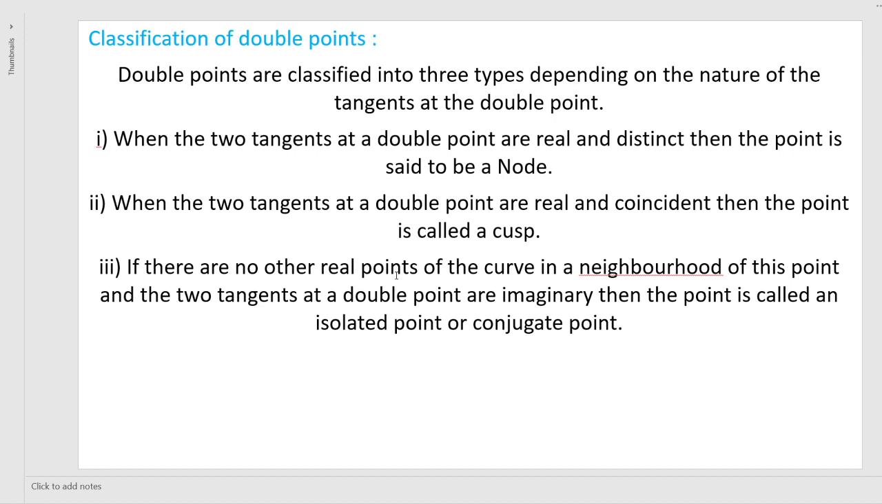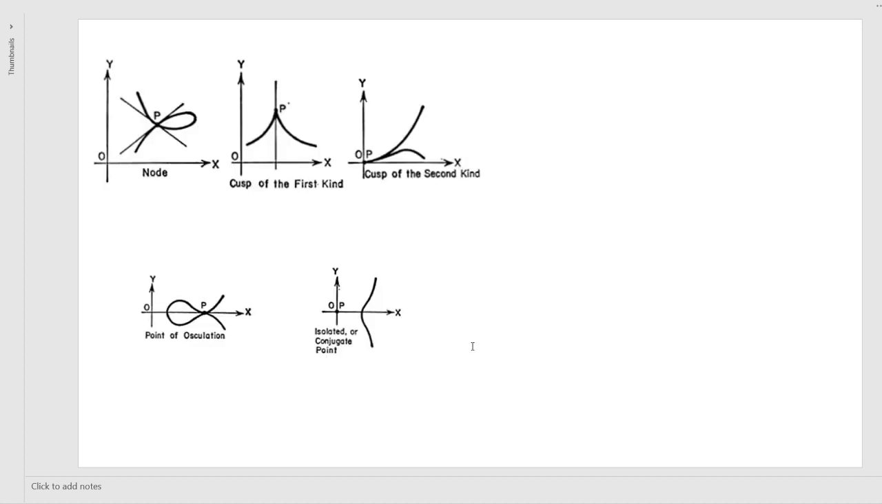The classification of the double points. Depending upon the nature of the double point, we classify the double point as node, cusp and conjugate point or an isolated point. For a node, if the 2 tangents at a double point are real and distinct, then we call that point a node. And when the 2 tangents at that point are real and repeated, repeated means real and coincident, then the point is called a cusp. And if there are no other real points on that curve, meaning there is an imaginary point on that curve, then that point is called an isolated point or conjugate point.